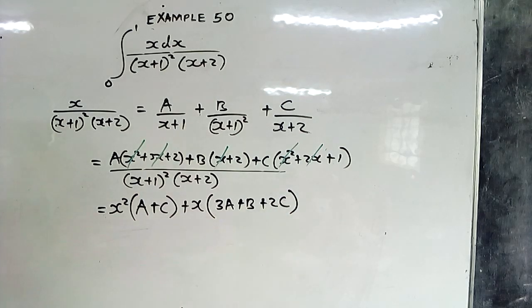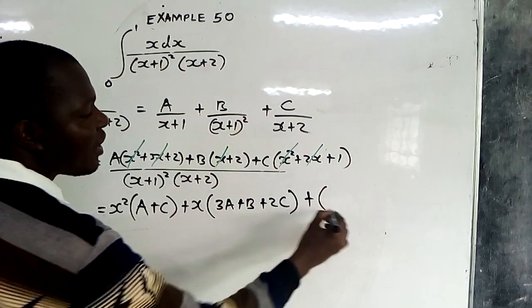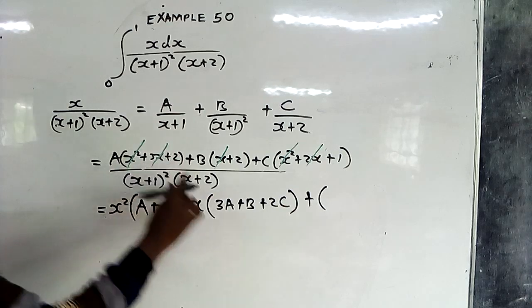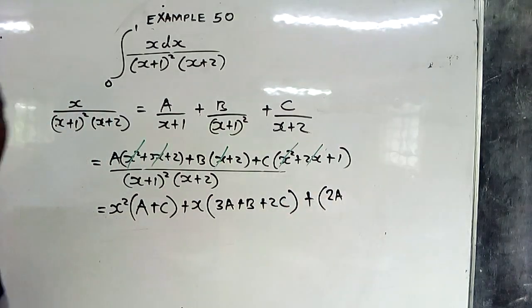You go to the constant terms, isn't it? So plus, the first constant term is A times 2, which is positive 2A. That is a constant term, isn't it?